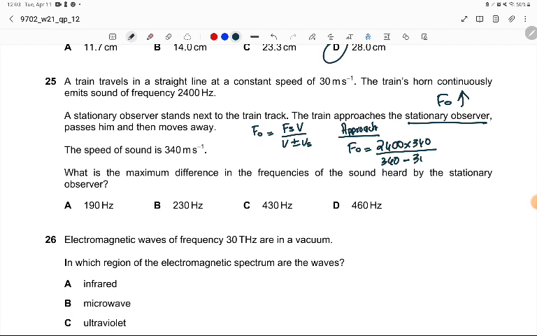That should give me 2400 multiplied by 340 divided by 340 minus 30, divided by 310.